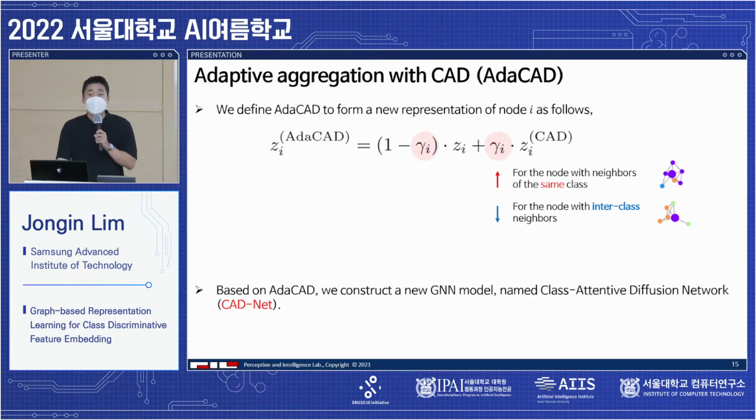To this end, we define the update rule for node i as follows. Here, gamma_i controls the trade-off between its original feature and the diffusion result. For a node having many neighbors of the same class, gamma_i becomes a large value to accelerate proper smoothing. In the opposite situation, gamma_i is adjusted to a small value to preserve its original feature and avoid undesired mixing. Finally, based on the class-attentive diffusion and our adaptive update scheme, we construct a new GNN model named class-attentive diffusion network.